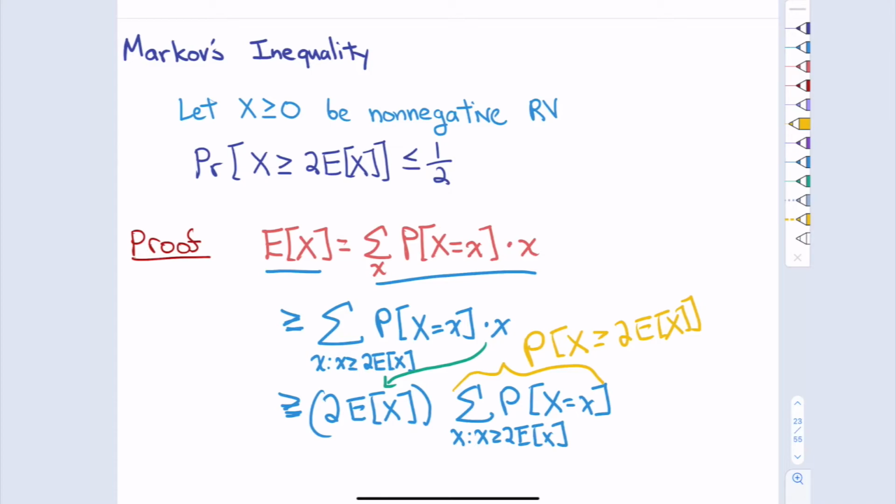Okay. So if I divide the left-hand side by 2 times the expected value of x, we'll come to this conclusion: I can't exceed twice the average more than half the time.